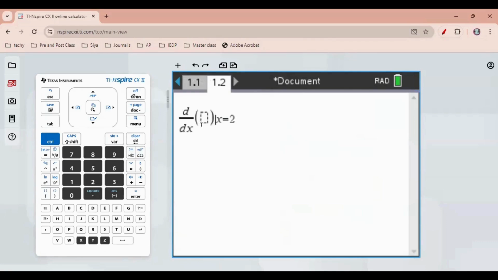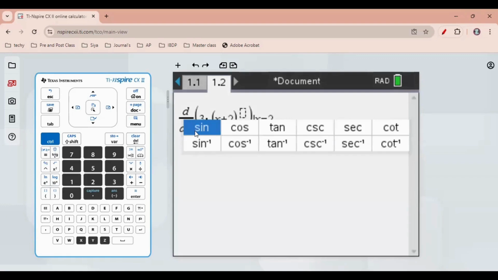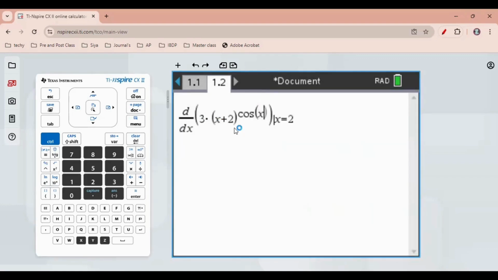And d by dx of whatever function we have. Make sure you're using the x here. It's 3 times, then open the bracket and include the function: (x plus 2) whole power cos x, right? That's it. It's very simple; we can solve it quickly. Here we go. Everything is given perfectly, so click enter.